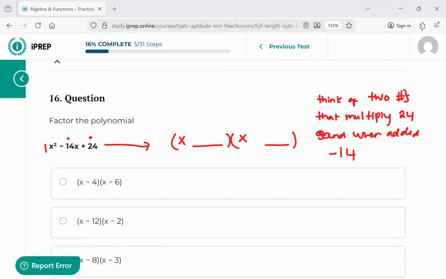I think it's going to be 12 and 2. And because I want positive 24, I think I'll use -12 and -2. Let's see if this works. -12 times -2 is positive 24. -12 plus -2 is -14. They both work. So we'll definitely do -12 with -2. You could switch the order, right? But this is your answer. Okay, it says factor, do not solve, so that's why it's in all parentheses.